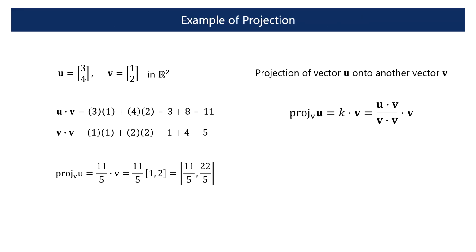Let's see a simple example of projection. Consider two vectors u and v in R2. First, calculate the inner product of u and v and v. Now, using the formula, compute the projection of u onto v. Now, we can obtain the projection of u onto v.